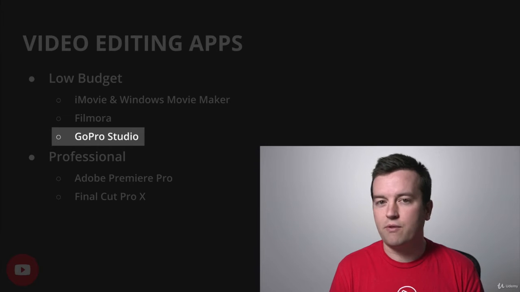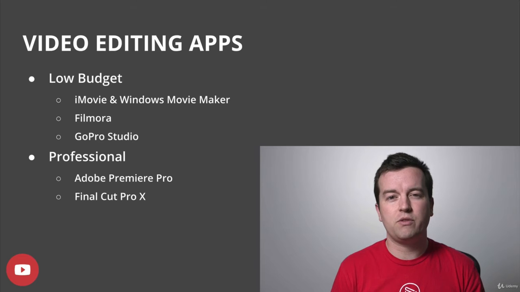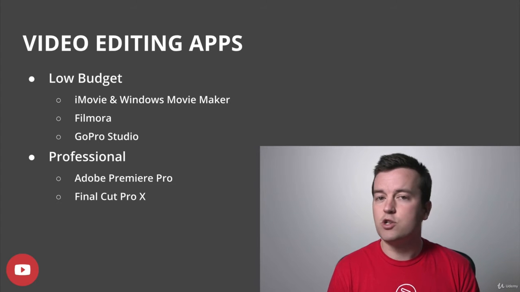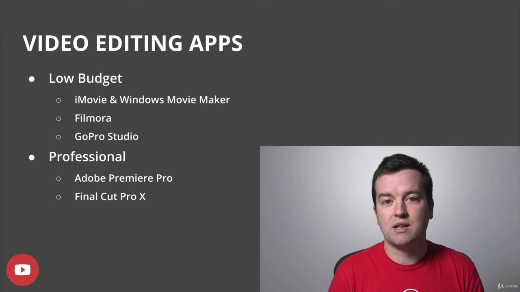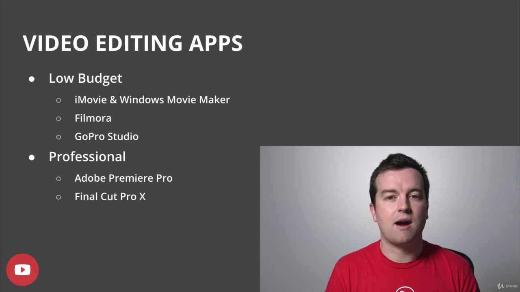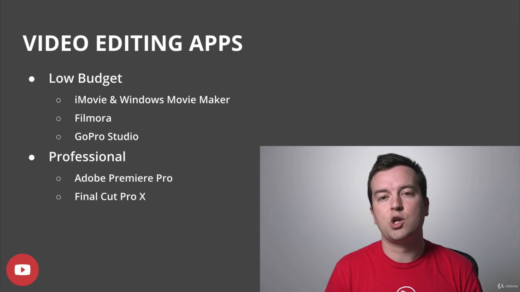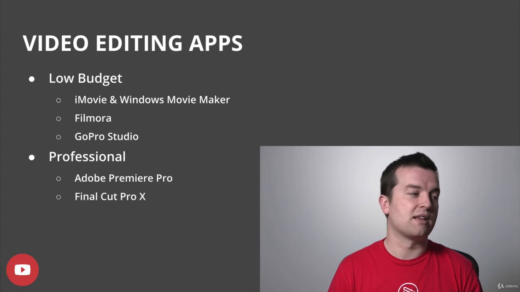GoPro Studio is a free editing app that comes with your GoPro, but even if you're not using a GoPro, I believe you can download it for free from their website, and it has some features that make it super easy to use, especially on mobile phones and tablets. You can actually edit right there. Speaking of, I don't have it on this list, but Adobe has released Adobe Premiere Rush, which is a more basic video editing app, great for on-the-go editing, and for editing on your mobile devices as well.